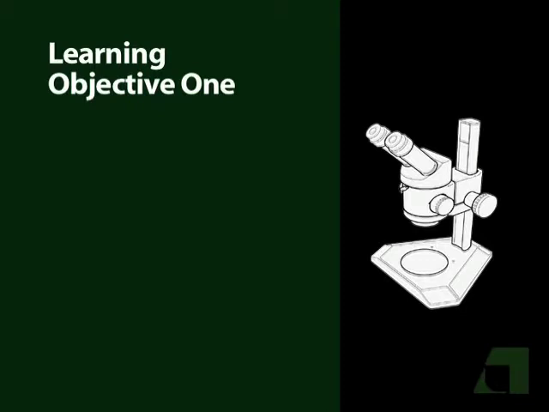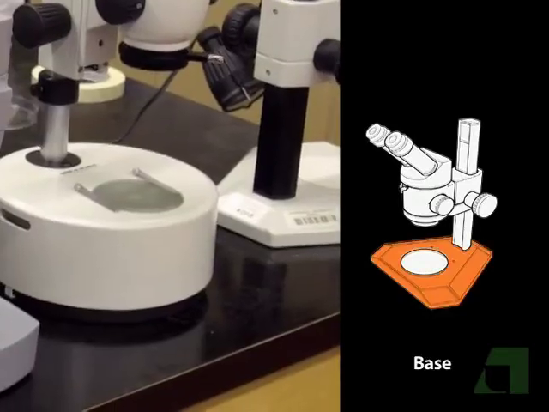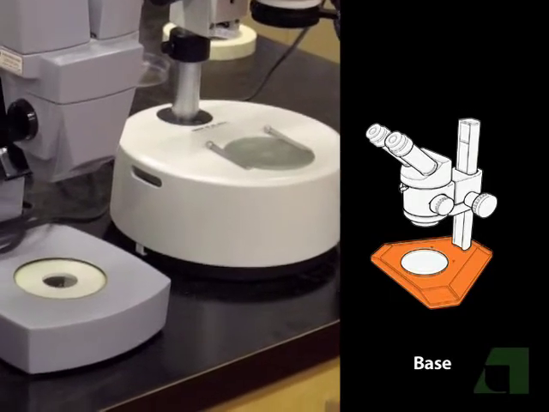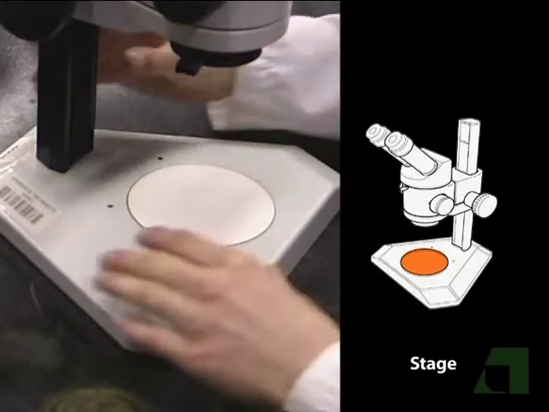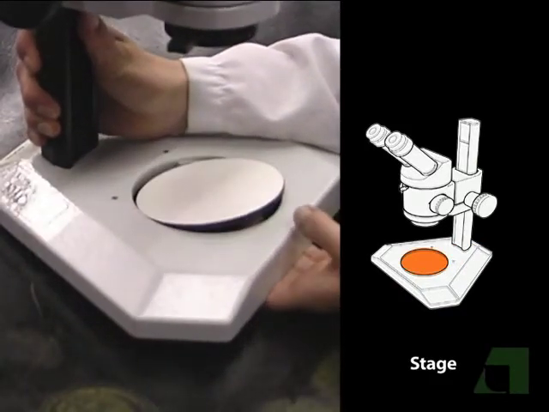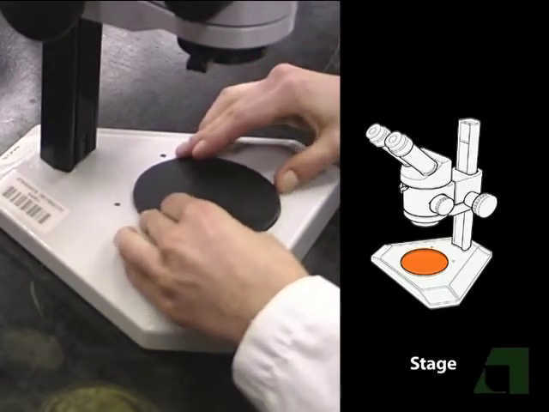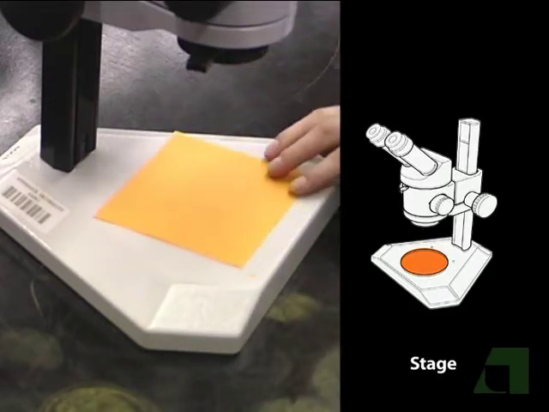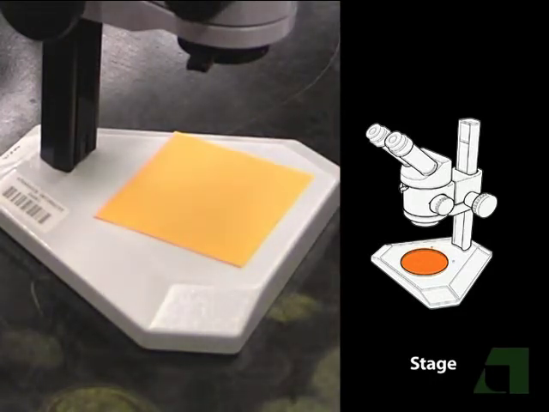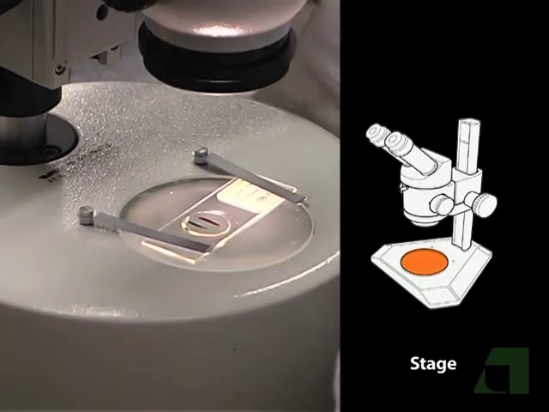Learning Objective 1. The learning objective in this section is to identify and describe the functions of the basic parts of a stereomicroscope. The base of the microscope is what holds up the other parts. It may be very simple or quite complex. The stage is where you place the object that you wish to view. The color of the stage may be important for you to clearly see the object. For reflected light, there is often a reversible stage plate. You can also place a piece of colored paper on the stage to change the background color. For transmitted light, the stage plate is usually frosted glass to diffuse the light evenly across the stage.